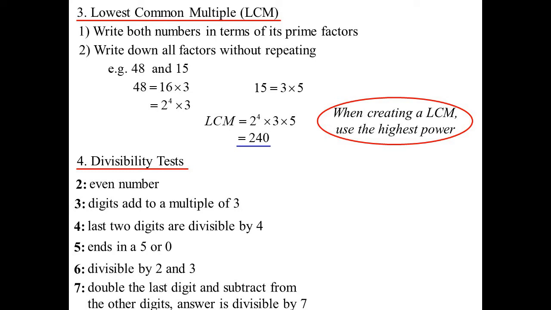Give me another one. Go for a big one if you like. Get your calculator out in case you can't work one out. 7,203. Is that divisible by 7? Oh, it is. Okay, because double the last digit, you get 6. Subtract it from 20, you get 14. 14 is divisible by 7, therefore 203 is divisible by 7.